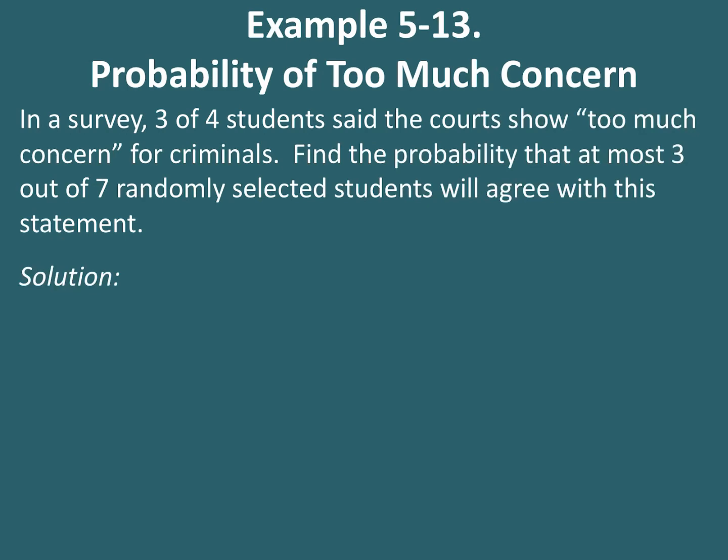Let's do another example. In a survey, 3 of 4 students said that the courts show too much concern for criminals. Find the probability that at most 3 out of 7 randomly selected students will agree with this statement. First, we'll note our probability. P in this case will be 3/4, or 0.75. We deduce this from the fact that 3 out of 4 students said the courts show too much concern.